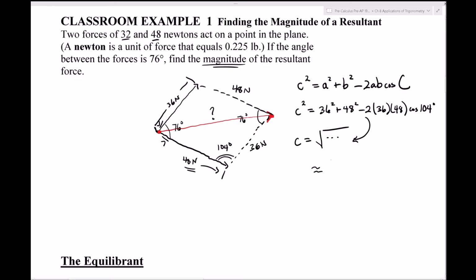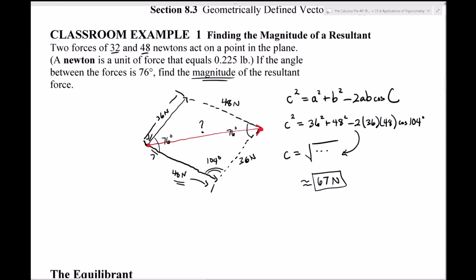And I get 66.6, and we're supposed to round that, no? So 67 newtons roughly. I'm using the same rounding scheme, or the same number of significant digits, in this case 2 significant digits, so approximately 67 newtons. And because that side length c is exactly the magnitude of the vector that they want, that's the answer for number 1.